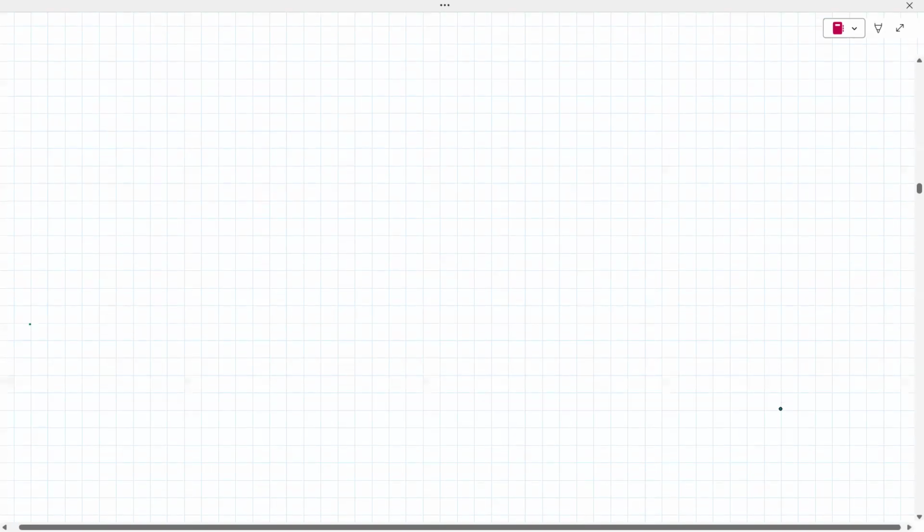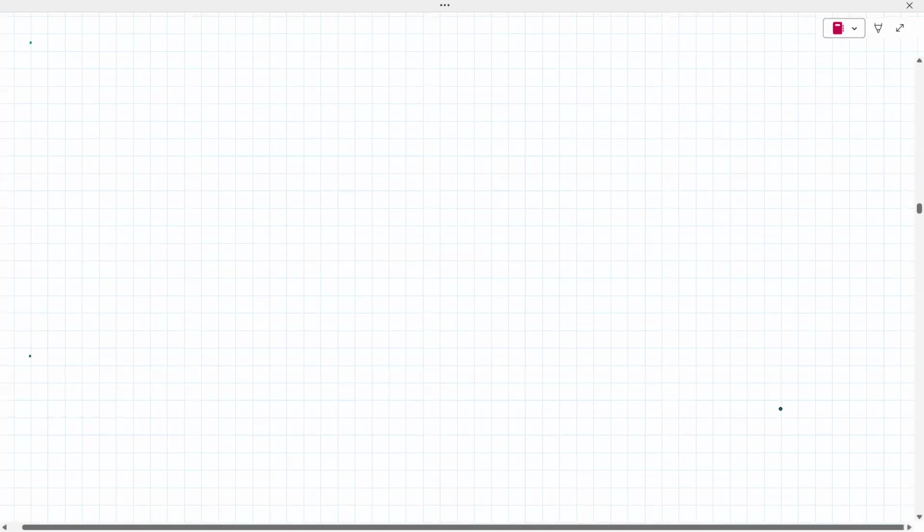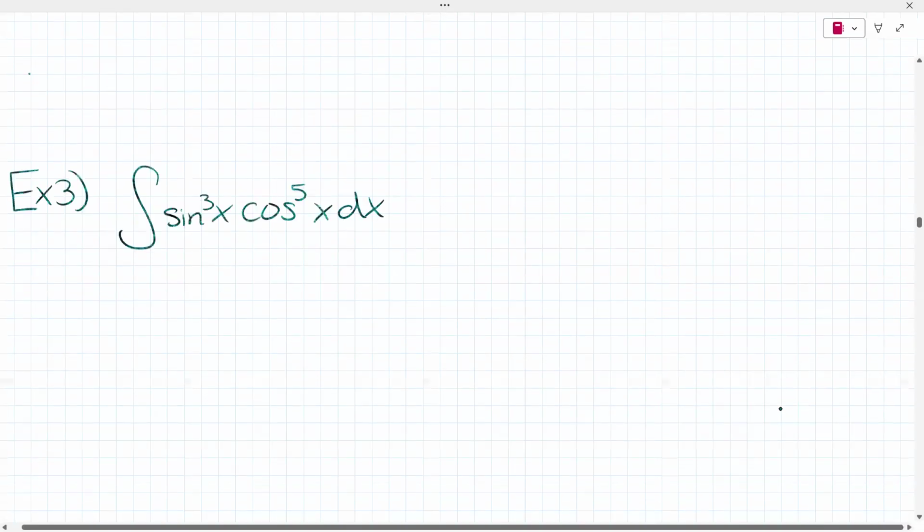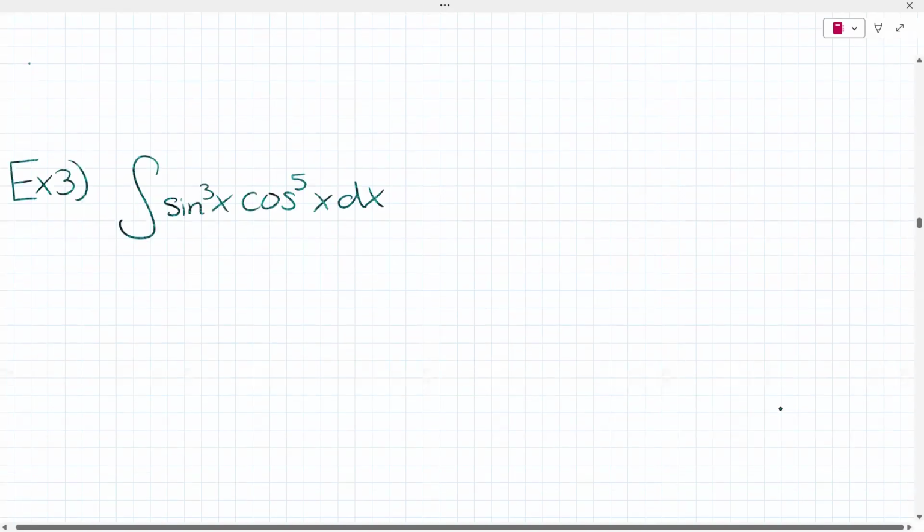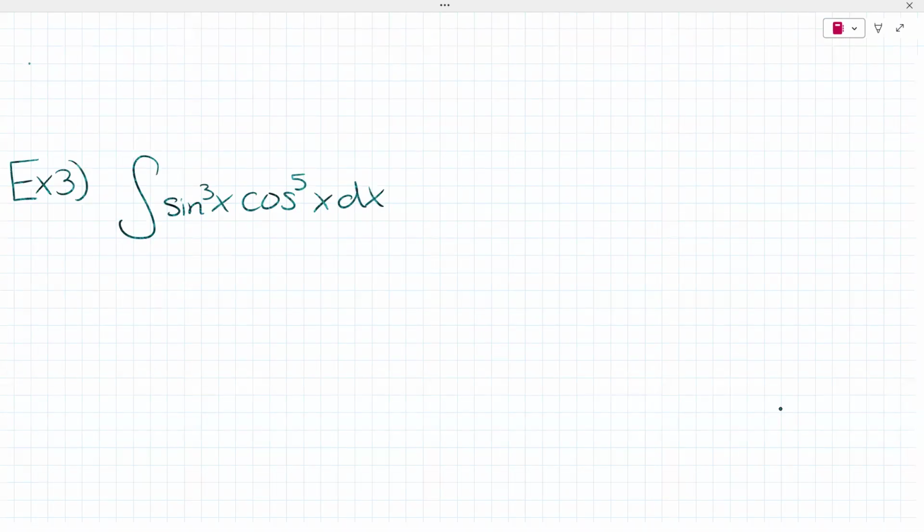Okay, let's move on to the next one. Let's do example 3. So we have sine cubed of x times cosine to the fifth of x dx. Oh no, what do you see? You don't see an even. They're both odd, right? Both degrees are odd.